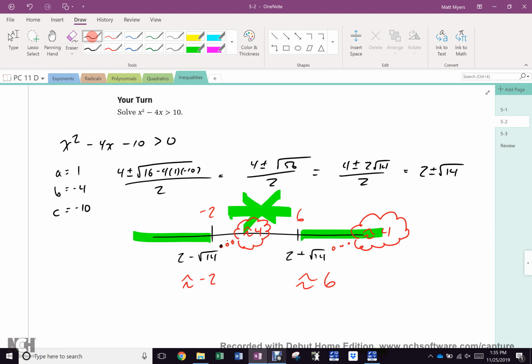And how do I write it out? I would write x is less than 2 minus root 14, right? x is greater than 2 plus root 14, and then a comma, x is all those real numbers that work there. So like 2.1 or 6.1, 7.035.